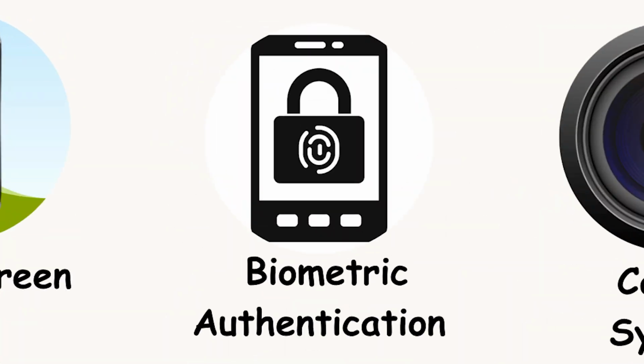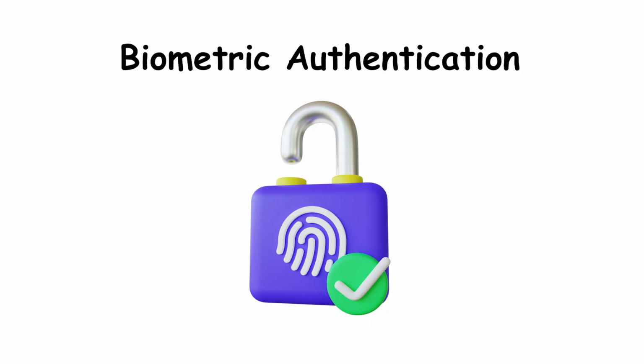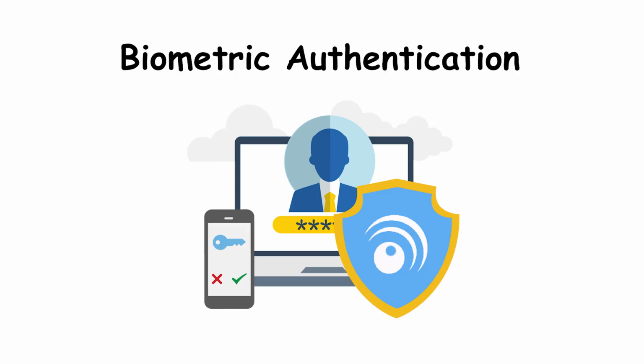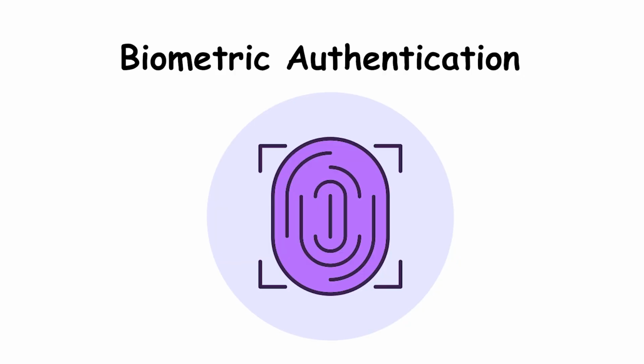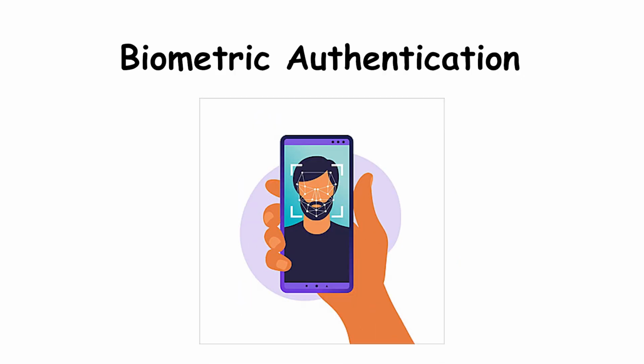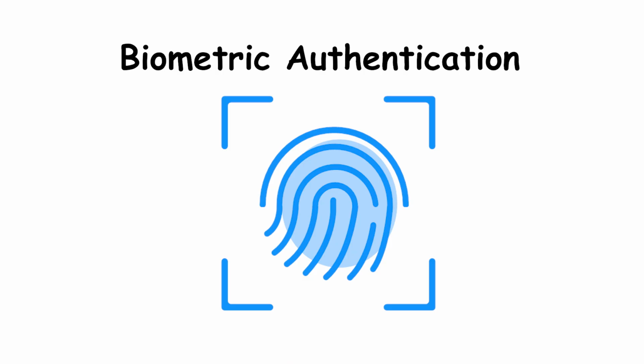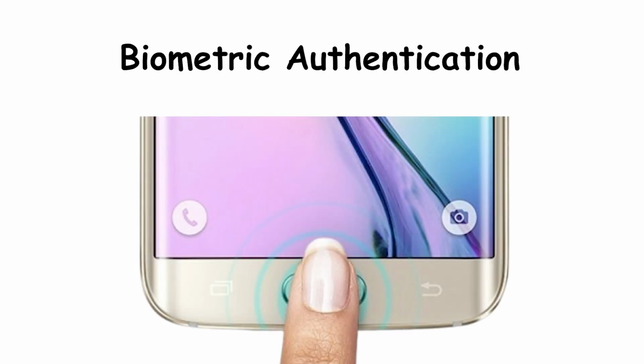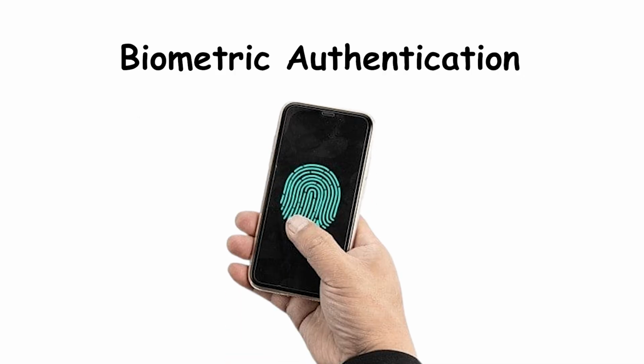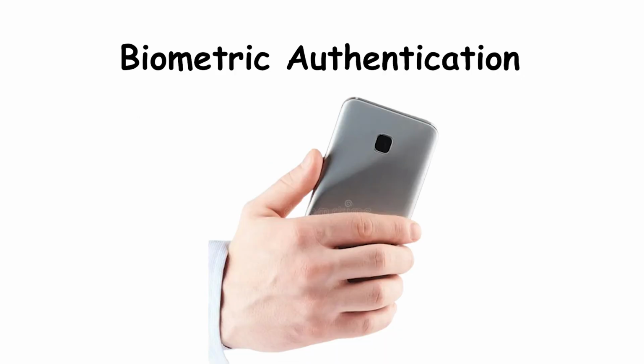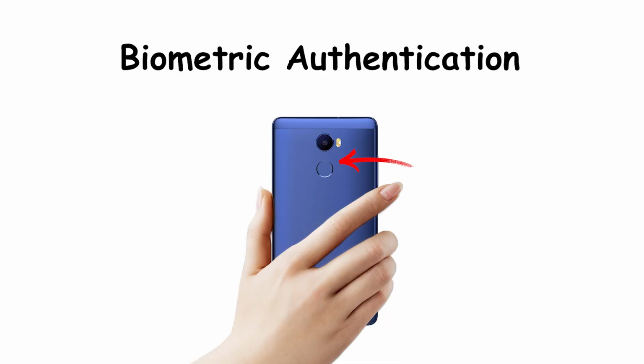Biometric authentication. Biometric authentication is how your phone recognizes you to unlock it or approve payments. The most common types are fingerprint sensors and face recognition. Fingerprint sensors come in 3 types. Optical, which takes a photo of your fingerprint and is cheaper but less secure. Ultrasonic, which uses sound waves to create a 3D map and is more accurate. And capacitive, which is the physical sensor usually found on the back or side of phones.